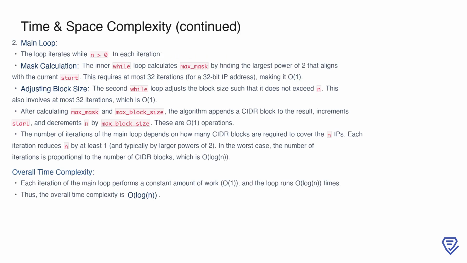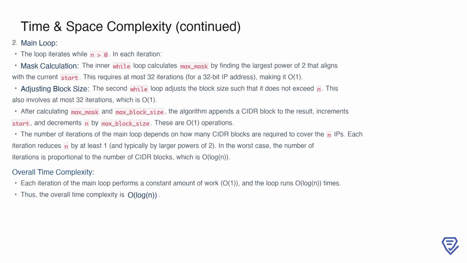The main loop of the function operates while n is greater than 0. During each iteration, the algorithm calculates the largest power of 2-aligned block size that fits within the current start IP and does not exceed the remaining n. To achieve this, the first inner loop determines max_mask, which involves at most 32 iterations for a 32-bit IP address, making it O(1). Next, the second inner loop adjusts the block size to ensure it fits within n, which also requires at most 32 iterations and is O(1). Once these calculations are complete, the CIDR block is appended to the result list, and the start and end values are updated. These updates are constant time operations.